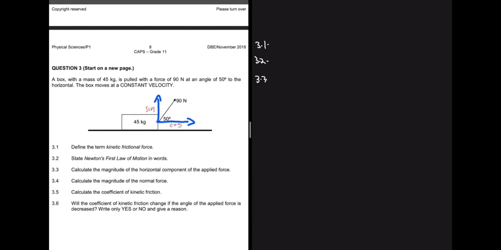And then if we apply that same idea here, we're going to get Fx, being the horizontal, equals the force multiplied by cos of theta. What is the force? The force is given as 90 newtons, and the angle is given as 50 degrees. If you multiply 90 by cos of 50, you get 57.85 newtons.